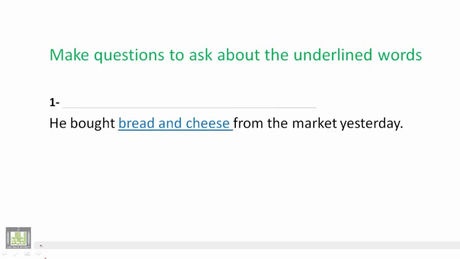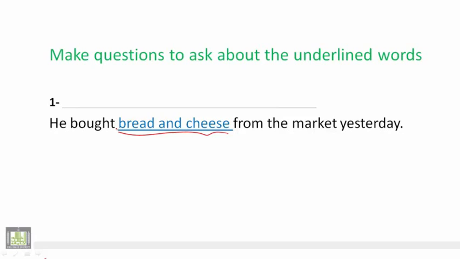We look at the answer first. He bought bread and cheese from the market yesterday. So we want to make a question asking about bread and cheese. Now what do you think bread and cheese are? In this sentence they are a thing, right?